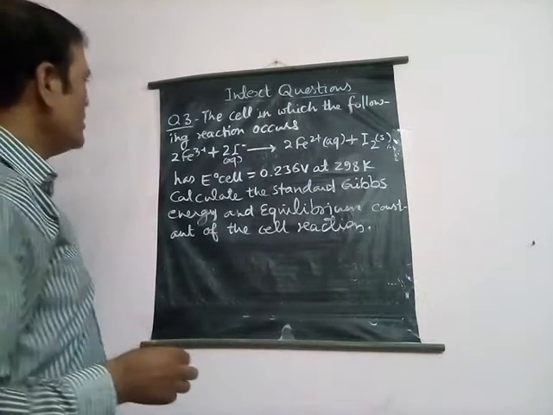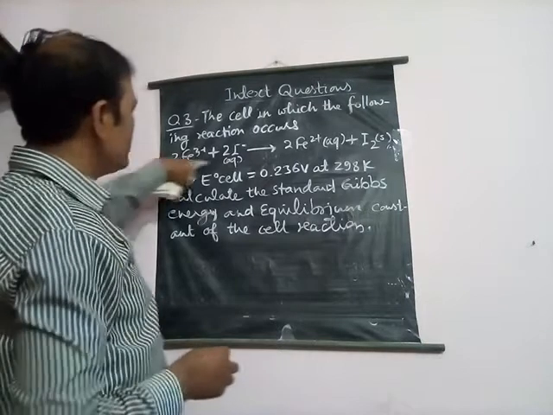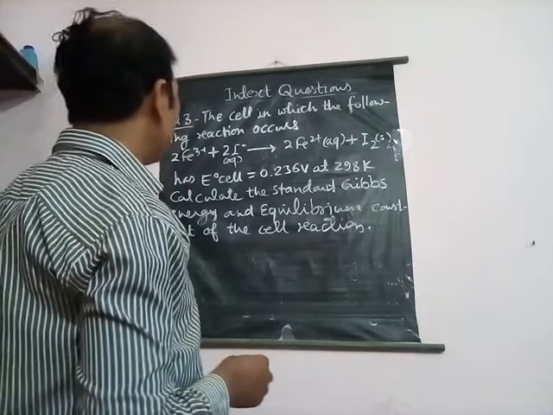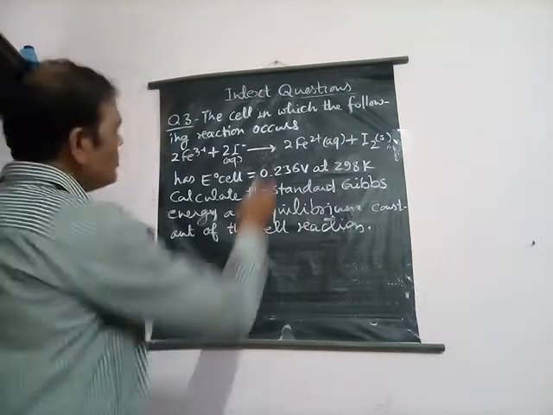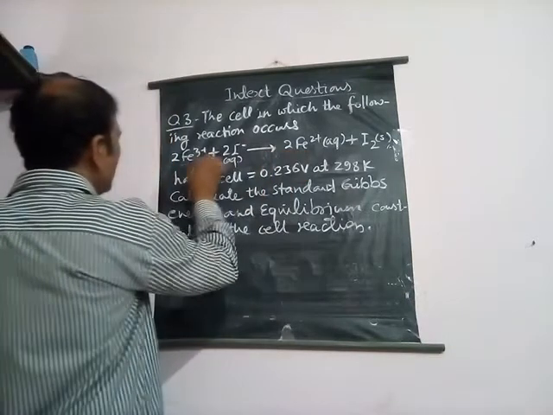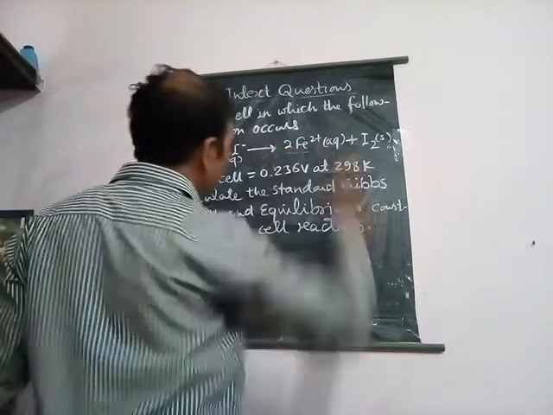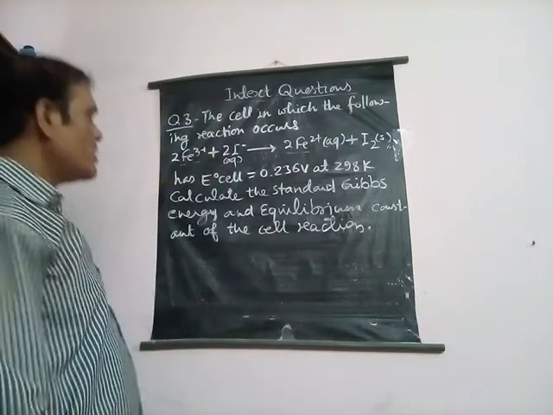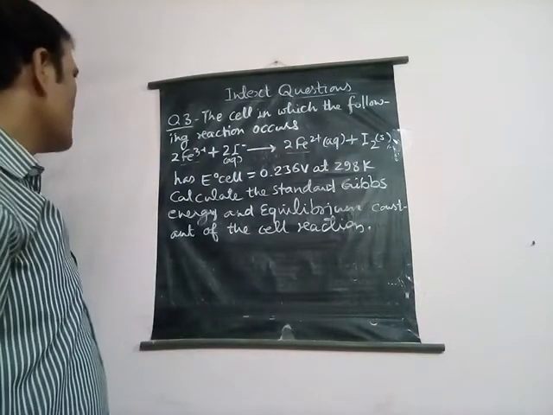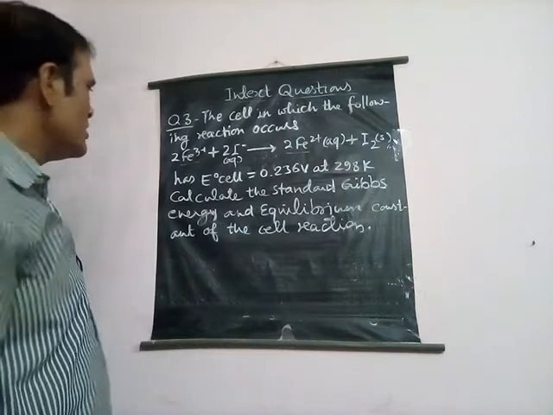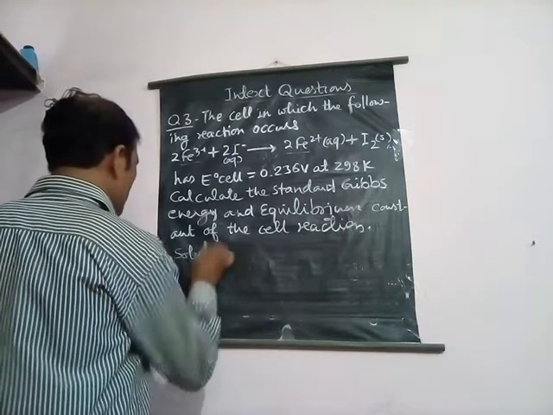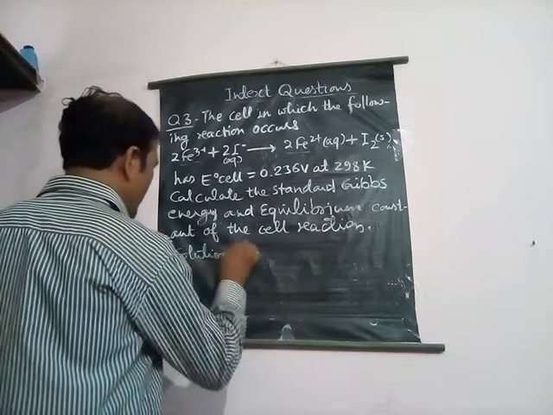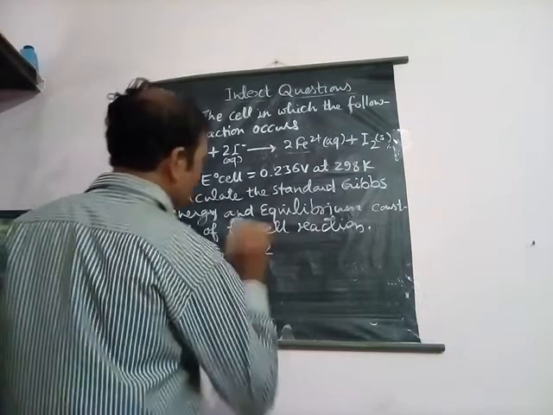Now if you observe this reaction, ferric ion is changing into ferrous ion, and 2 electrons are transferring in this reaction. So the value of n is equal to 2.